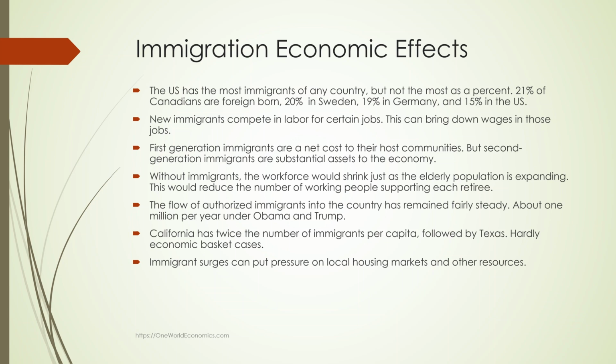California has twice the number of immigrants per capita, followed by Texas. And as you know, California is an economic powerhouse, and Texas is no slouch either. So immigrant surges can put pressure on local housing markets and other resources. We saw that with the surge under the Biden administration. These were immigrants who were seeking asylum in the United States. So they were not allowed in as permanent immigrants. They were allowed in on a temporary basis, but that still caused pressure on housing markets and other resources.